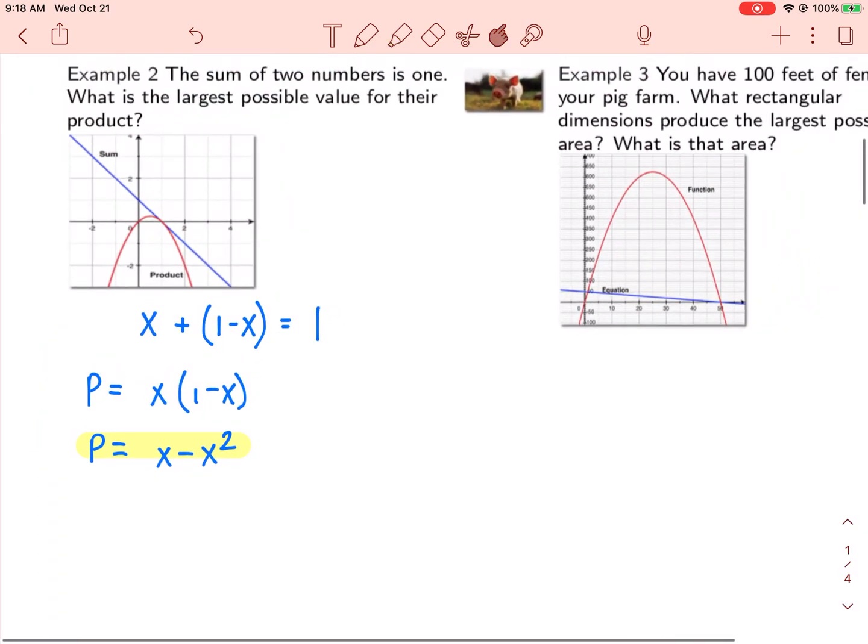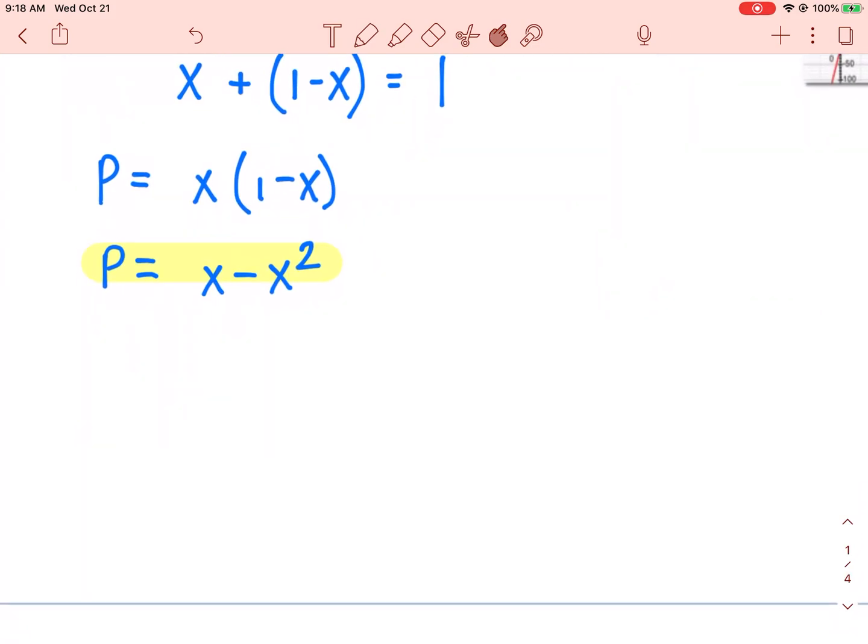However, this problem adds one more element. It says the largest possible. So we want to find that vertex. We want to find that largest possible value. So today we're going a step further. We need to find the vertex. There's two ways to find the vertex.